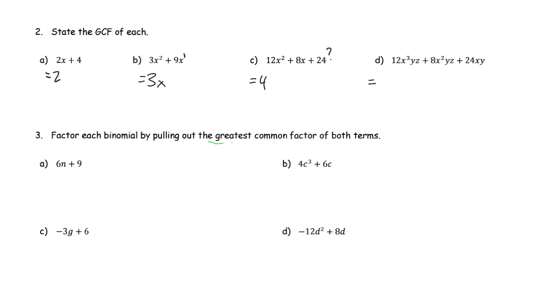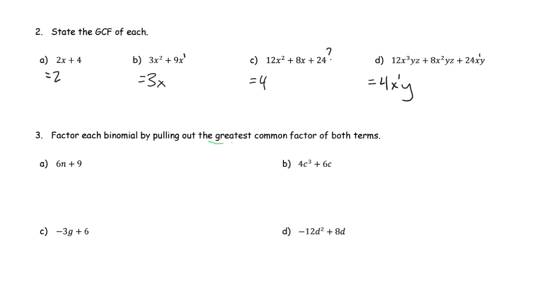Over here, though, 12, 8, 24. So the coefficients are the same. So we're still looking at a coefficient of 4 here. But notice I've got variables in all three terms. Now let's just take a look. Is there an x in all three? Yes. What's the smallest exponent? Well, it's going to be the 1 in that last term.